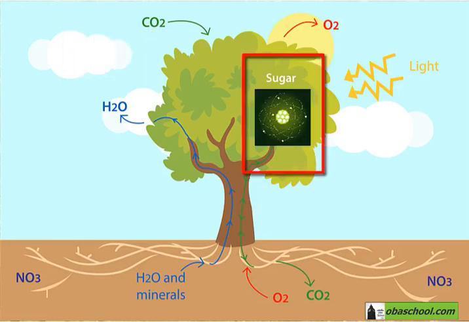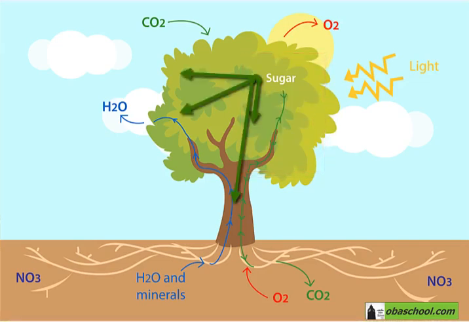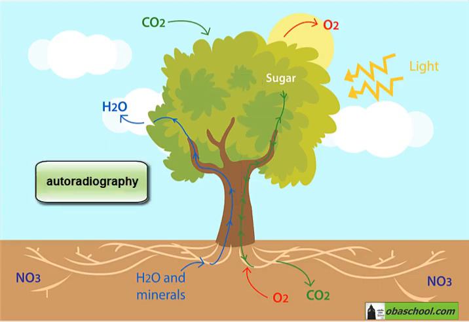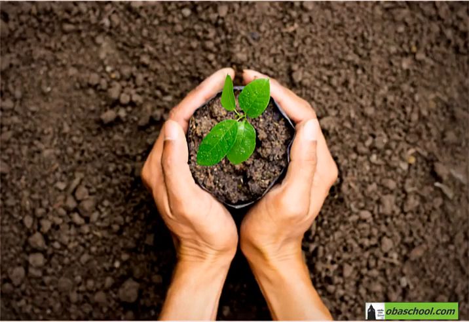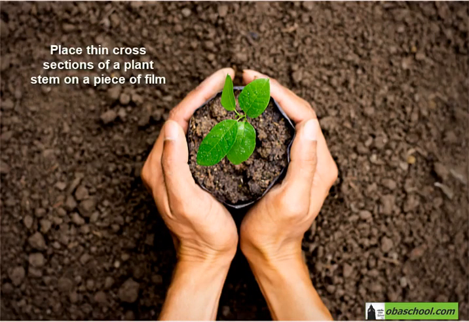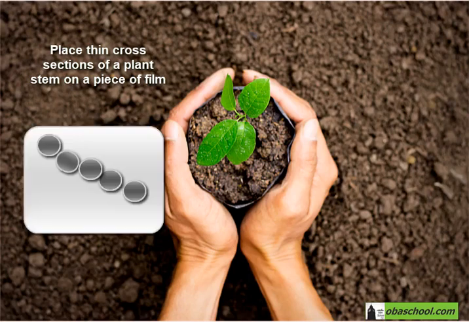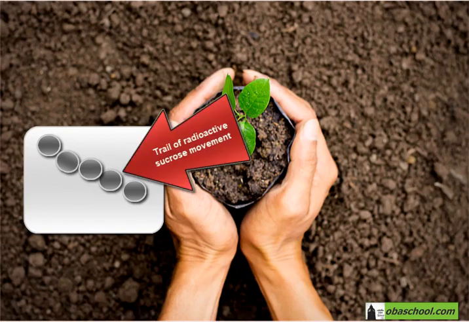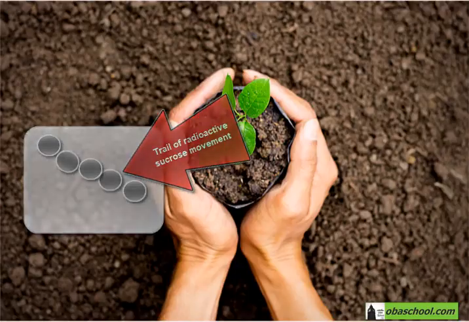So you can trace these radioactive sugars as they move within the plant. They are radioactive, so they can be traced using autoradiography. So if you take thin cross-sections from a plant stem and place them on a piece of X-ray film, the film will become blackened where it has been exposed to radiation by C14. So as this radioactive sugar is moving, it will form a trace of blackened marks on the radioactive film.